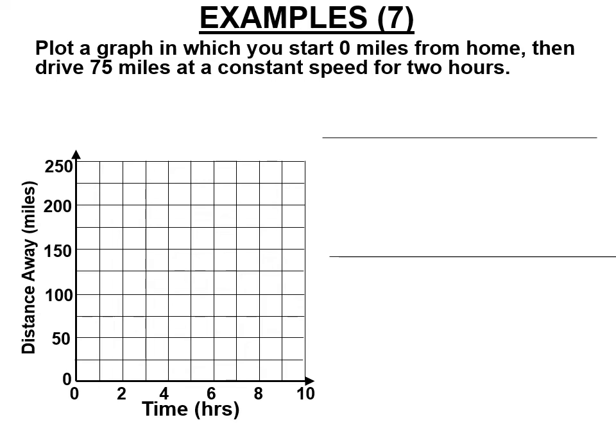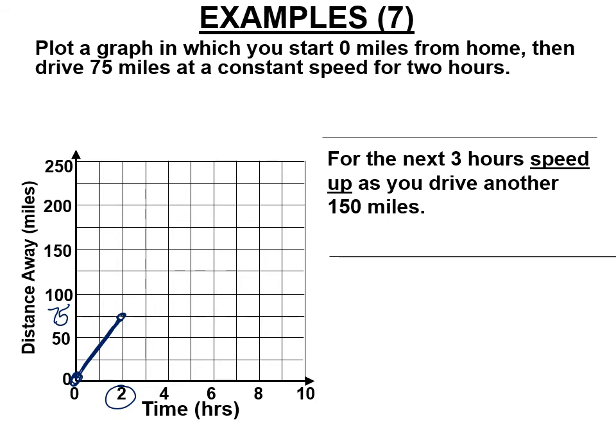Okay, so let's try one here. Plot a graph in which you start 0 miles from home, so start at 0, 0. Then you drive 75 miles at a constant speed for 2 hours. So we have to get to 75, but it's got to take 2 hours, and it's got to be a straight line because it's constant speed. That's what we just drew.